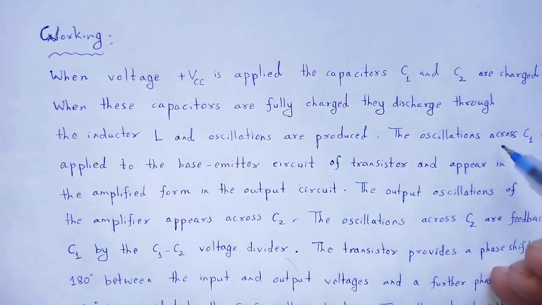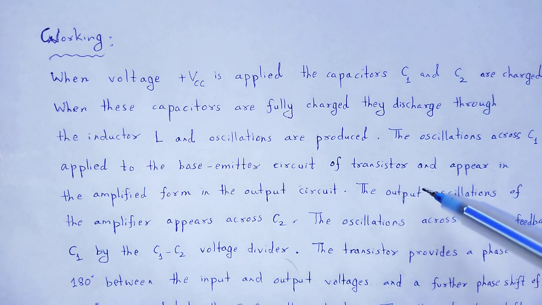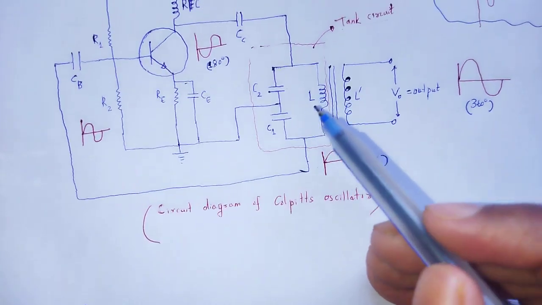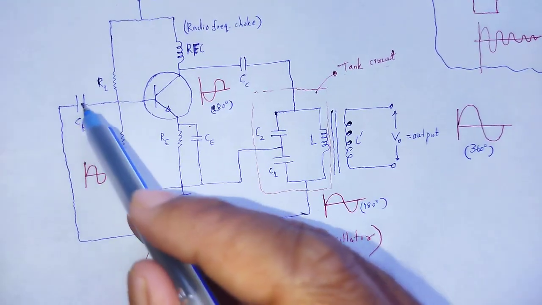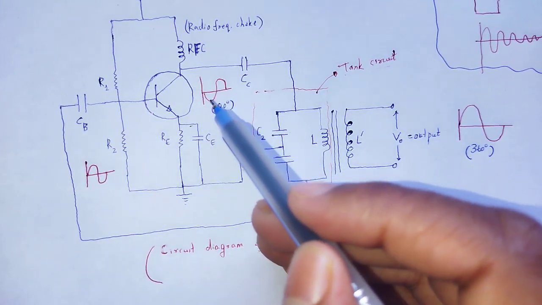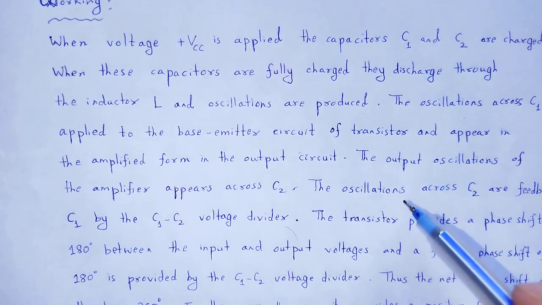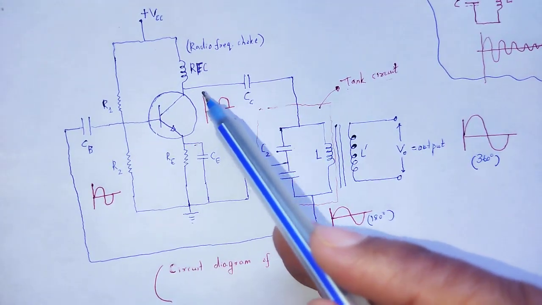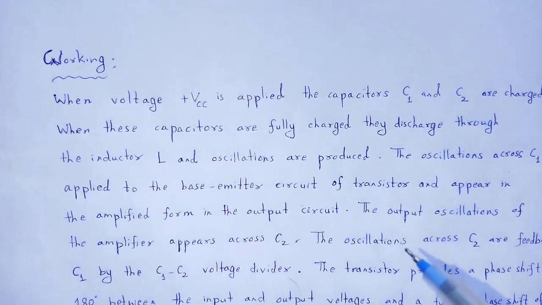The oscillations across C1 are applied to the base emitter circuit of the transistor and appear in the amplified form in the output circuit, that is provided C1 to that of base emitter junction, and output we obtain the amplified version. The output oscillations of the amplifier appears across C2. The output amplified version appears across C2.